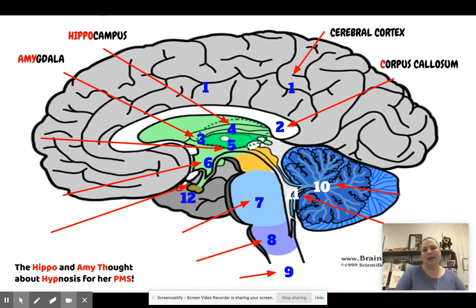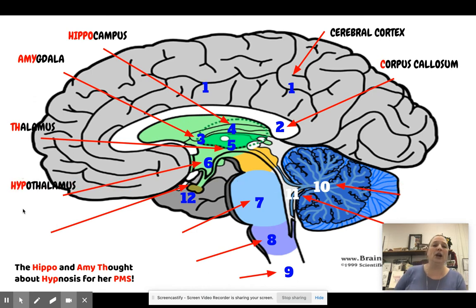Number 5 is this bottom line of this oyster-looking area, and that's called your thalamus. The thalamus is kind of your relay station, and this is what sends movement and sensory signals to different parts of the brain and the body. And again, you want to highlight the TH in thalamus.